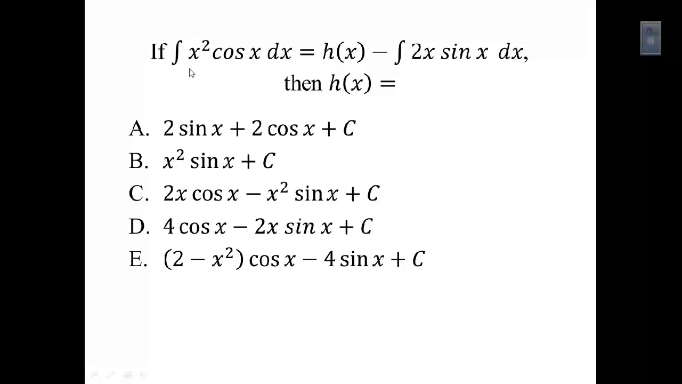All right, so if x squared cosine x equals h of x minus the integral of 2x sine x dx, then what is the h of x right here? So if you were to do the integration by parts, what would this part right here be? That, by the way, is the u times v, right? So see what you can find out. See which one it's going to be.